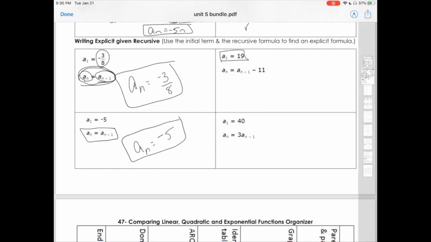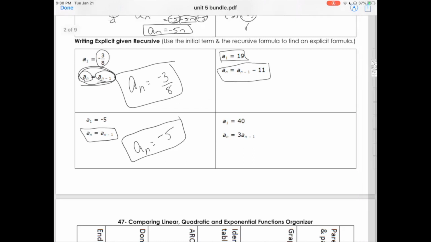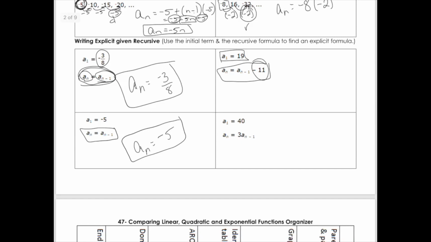Color in the box. All right, so we have our first term is 19. And when I look at my recursive formula, hopefully you're able to tell that it's arithmetic because I'm subtracting 11. This is my difference. So when I write my explicit a sub n, my first term is 19 plus n minus 1 times my difference, which is negative 11. All I gotta do is simplify. A sub n is negative 11n. 19 and 11 give me 30.